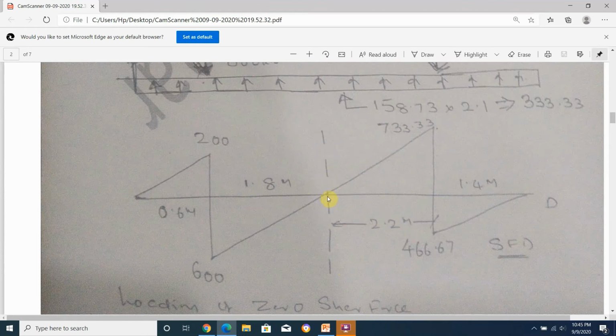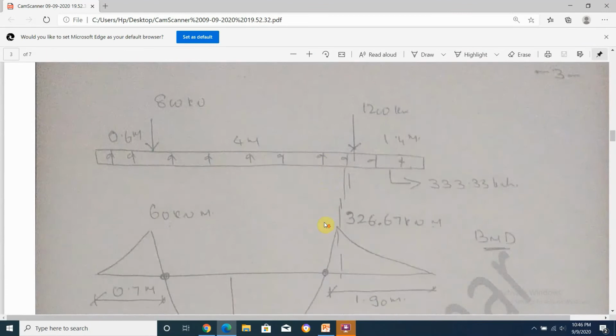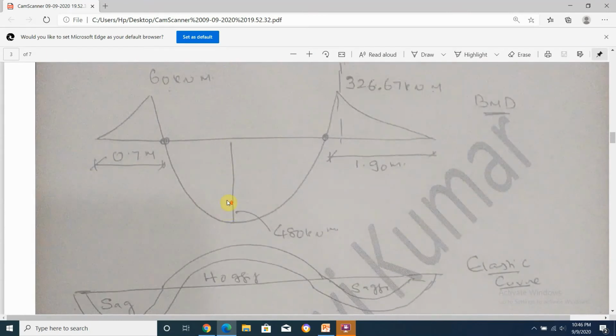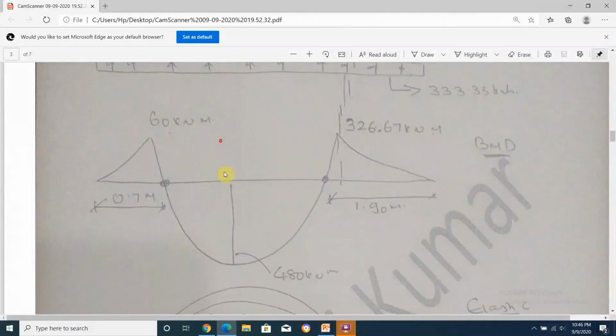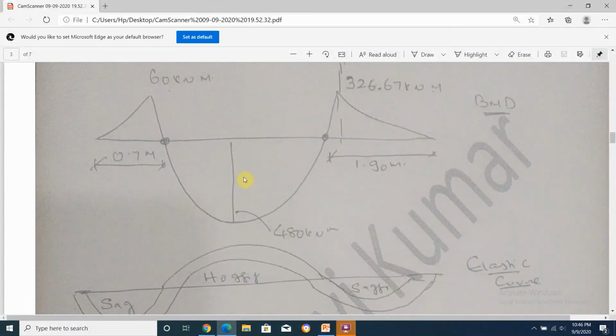Now once you get this position, at this point where you have zero shear force, you will have the maximum bending moment. Keep a section here at 1.8 meters. So take your section at 1.8 meters, that is 0.6 plus 1.8, into 333.33 into this point plus 1.8 square, minus 800 into that distance 1.8, you will get 480 kilonewton meter. This is the way you draw the bending moment diagram. So you have done the shear force diagram and the bending moment diagram.